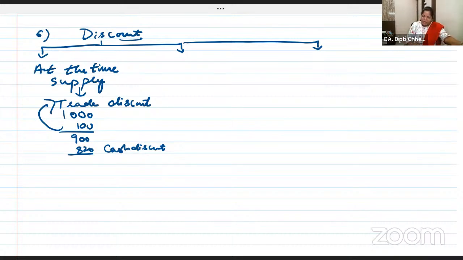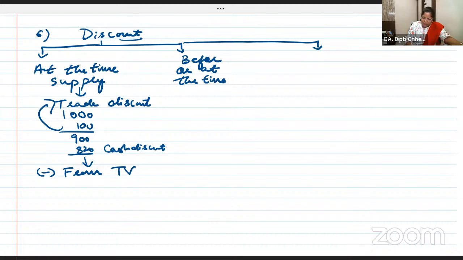So first of all, trade discount. Should we deduct it from the transaction value? Yes, write down: minus from TV. What is TV? Transaction value. Okay. Now, the other type of discount: before or at the time of supply.